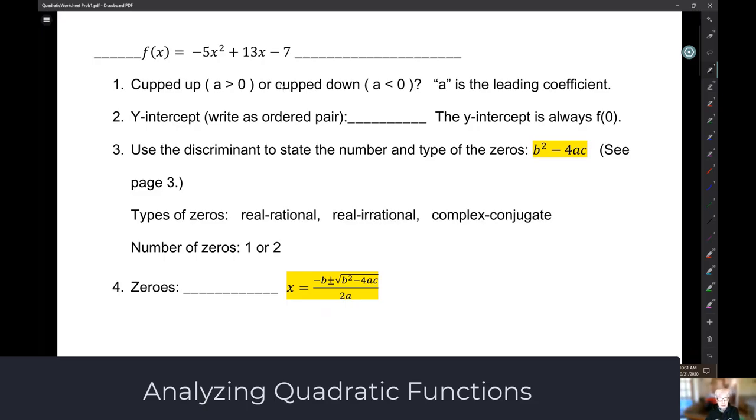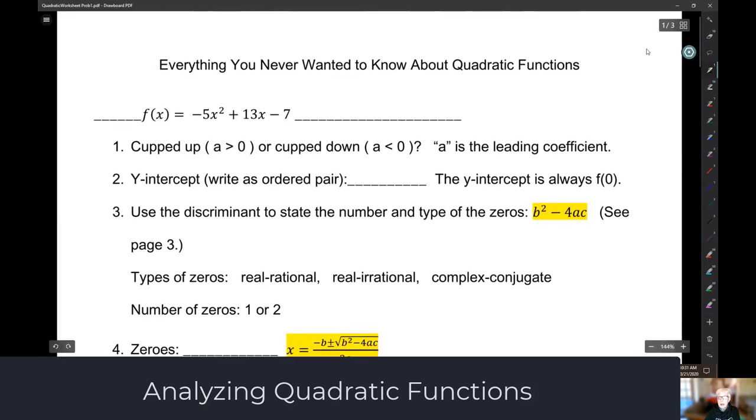First question. Is this cupped up or cupped down? Remember that quadratic functions are either cupped up. Let's write it out, cupped up. Or they are cupped down.